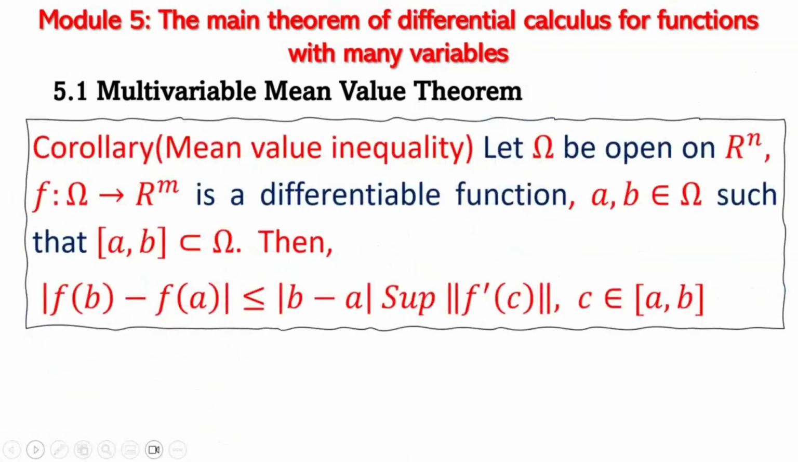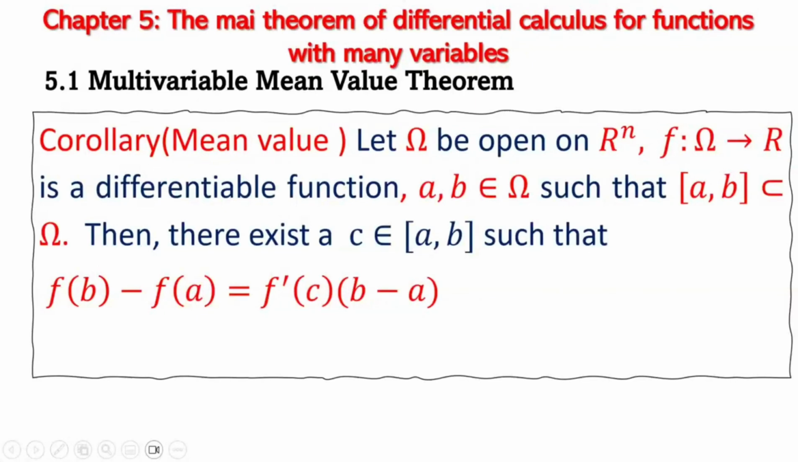Now we have our first consequence of the mean value theorem, and it says that if omega is open in R^n and f is a differentiable function on omega, a and b belong to omega such that the closed interval ab is in omega, then the norm of f of b minus f of a is less than or equal to the norm of b minus a times the supremum of the norm of f dash c for c belonging to ab.